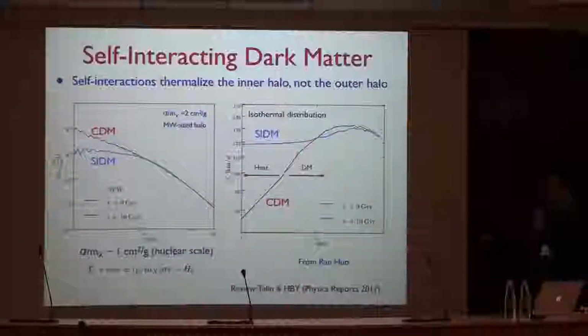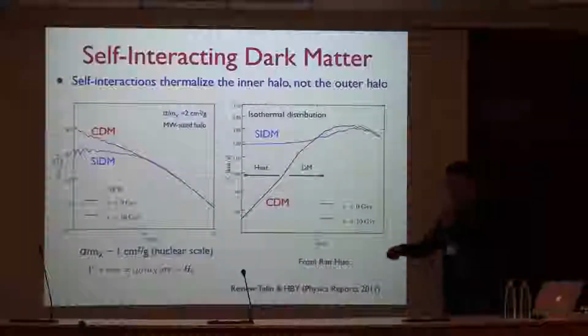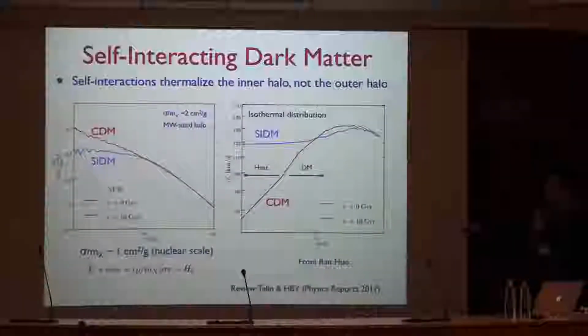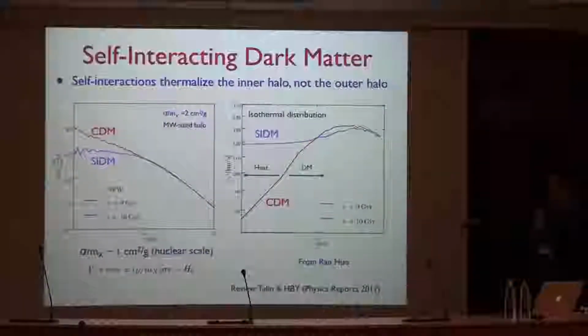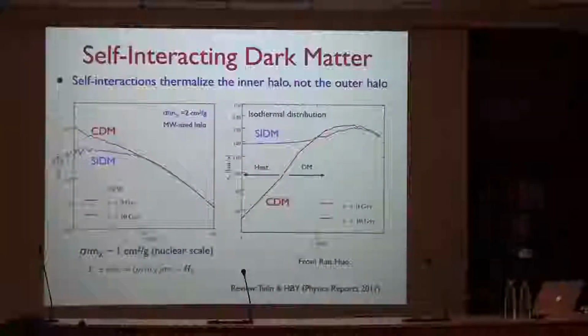So this is an isolated simulation. You take the NFW initial condition, put it in the computer, and wait for 10 gigayears. You get a shallow density profile. This is the SIDM. So what happens? Why is this the case?